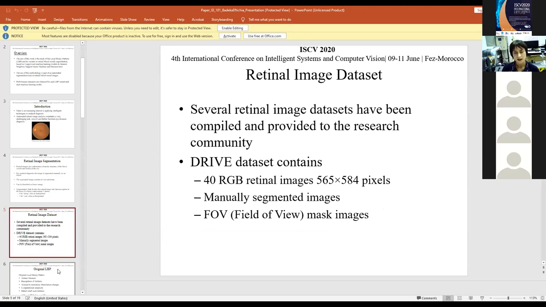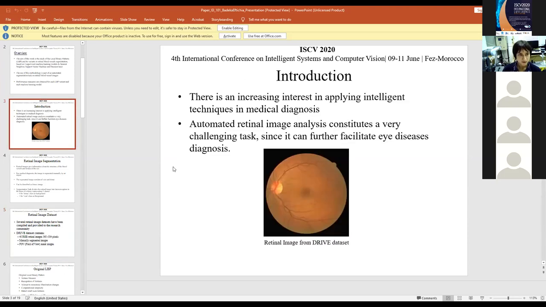Of course, there are many datasets on the internet because retinal eye images are under researched, and there are many papers about this. There are many methodologies. We chose the DRIVE dataset, which consists of 40 RGB retinal images with a resolution of 565 by 584 pixels. We also have in this dataset two folders of manually segmented images. And we have the corresponding field of view mask images, because as you saw before, the image has a black field around it.